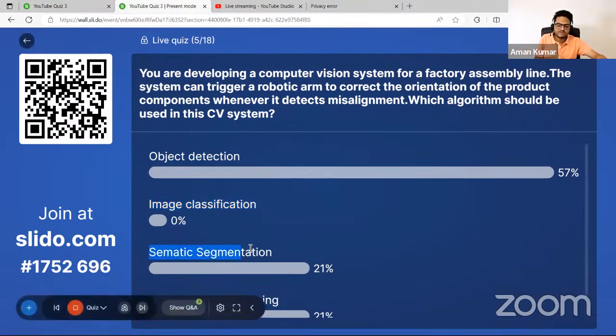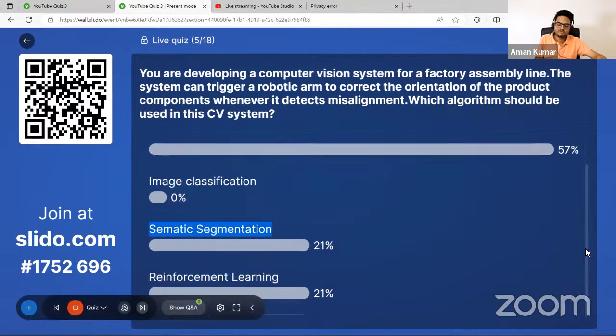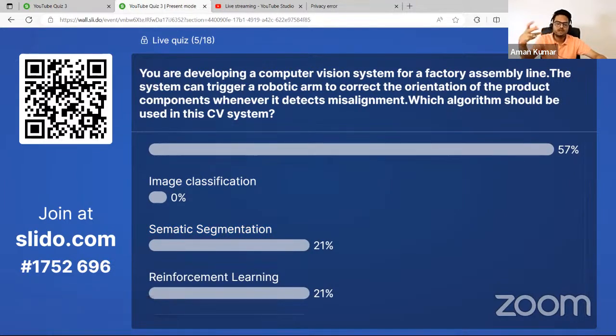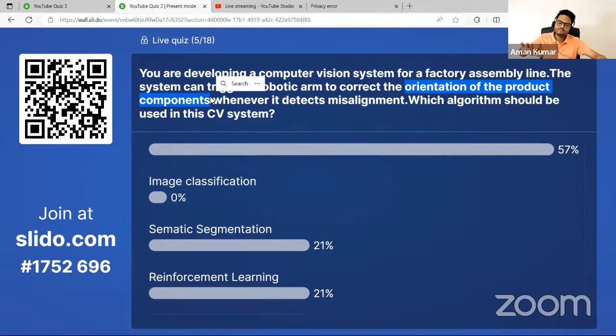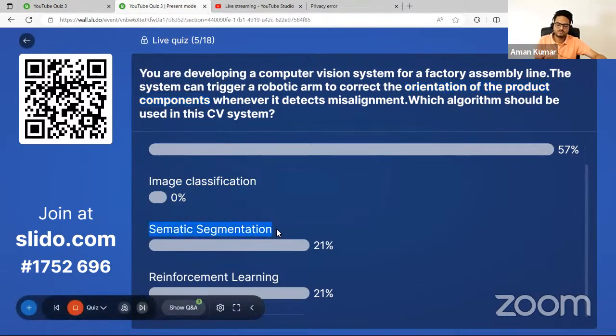If you talk of semantic segmentation, it is one more level beyond object detection. Semantic segmentation gives pixel level details of what is in that image. Pixel level details means minute level details as well. It is not only about identifying the image edges, it's more about going deep into all the pixel level details of that image. So you can think of this as advanced object detection. Here we are talking about correcting the orientation of product components. So what we need is advanced object detection, not normal object detection. And that is where semantic segmentation is the right answer for this.